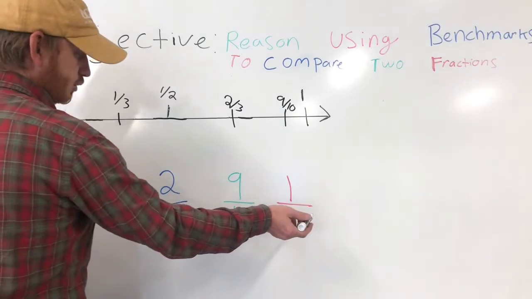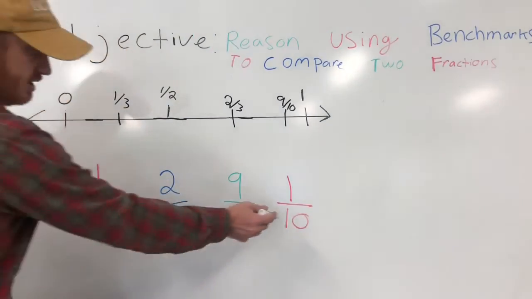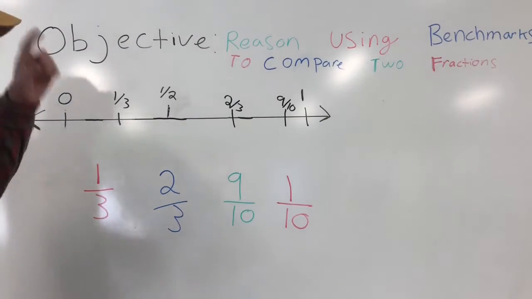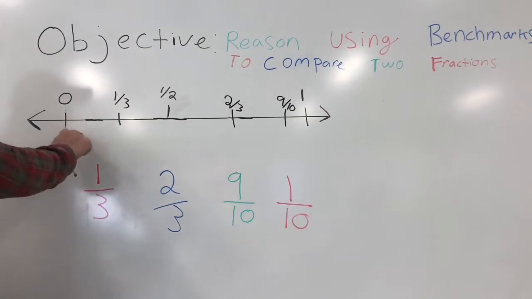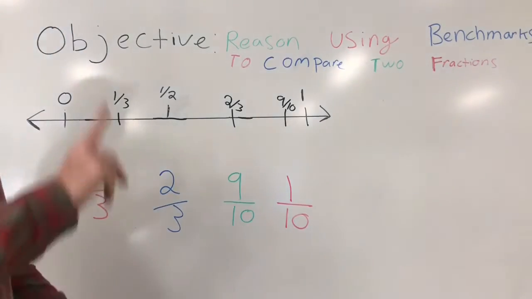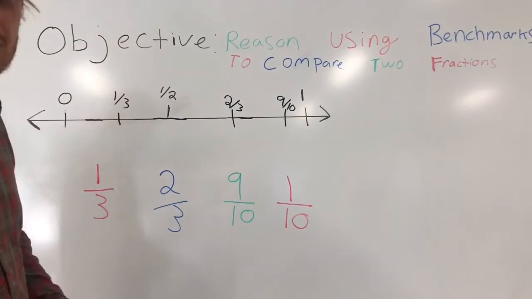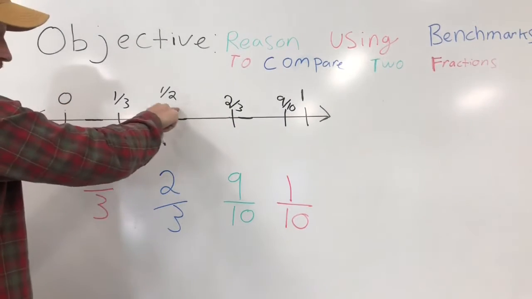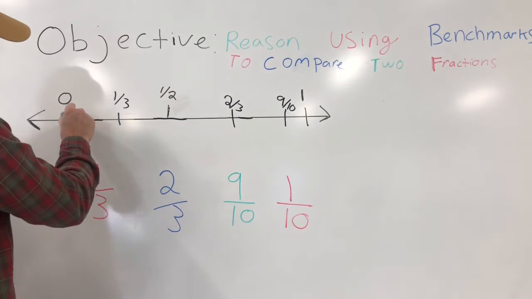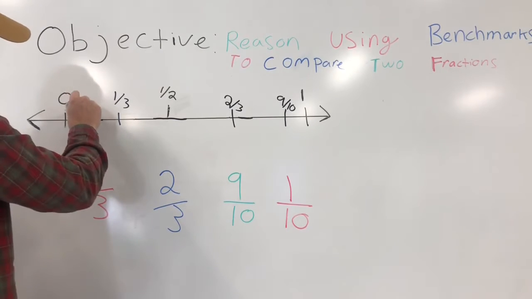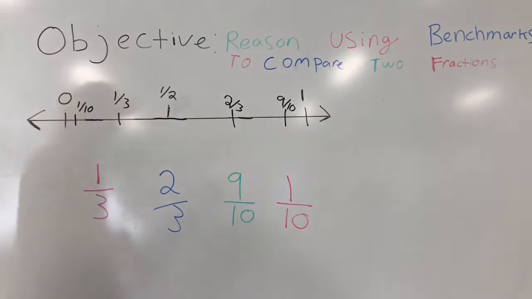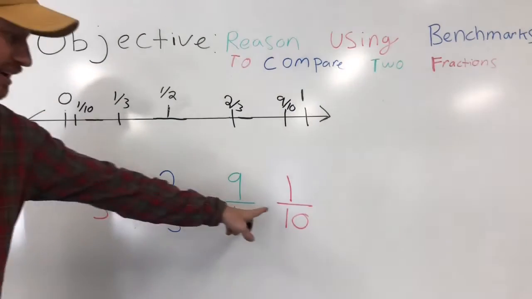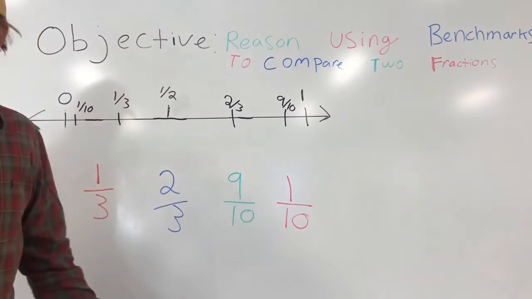And the last one we're going to do is 1/10. So in this situation, we have the opposite. Now we have almost no cookie. Out of 10 pieces of cookie, you have 1 little measly piece of cookie. So it's still bigger than 0, but it's going to be less than 1/2, less than 1/3. It's going to be right around here. That's not exact, but it's super close to the 0, because you know that 1/10 is going to be close to 0.